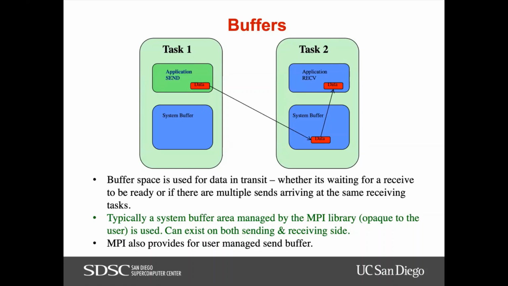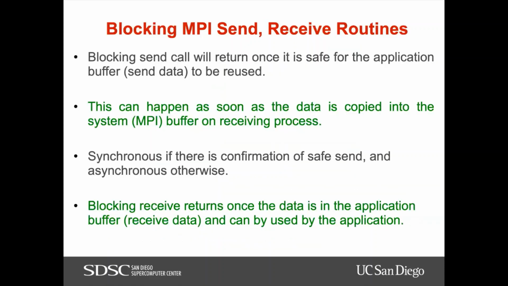MPI buffer space is used for data that's in transit, whether it's waiting for a receive to be ready or if there are lots of sends going to the same receive task and so on. The system buffer area is managed by the MPI library. So the user really doesn't need to know about this. I'm just showing you how it works, that's all. It can exist on both the sending and receiving side. There is an option for a user-managed send buffer also if needed, but most of the time you don't need to worry about this and it's done by the MPI.